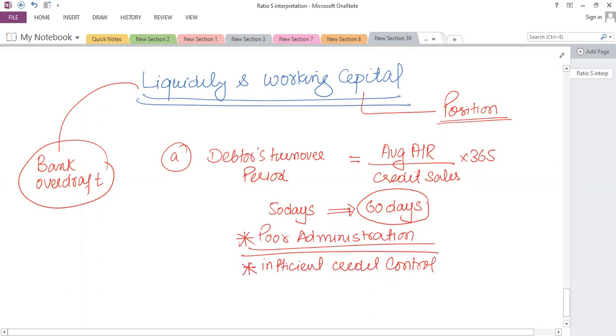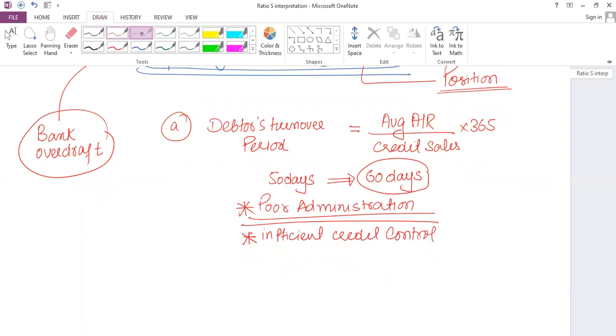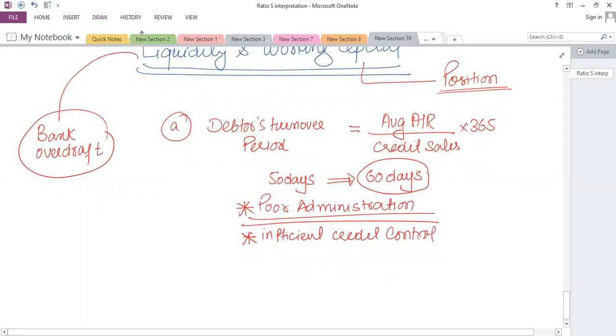See, we have reasons for every ratio, okay? But we have to connect with the scenario, right? Remember, every time, these are the general reasons. Obviously, we have to connect with the scenario. We have to look out, right?